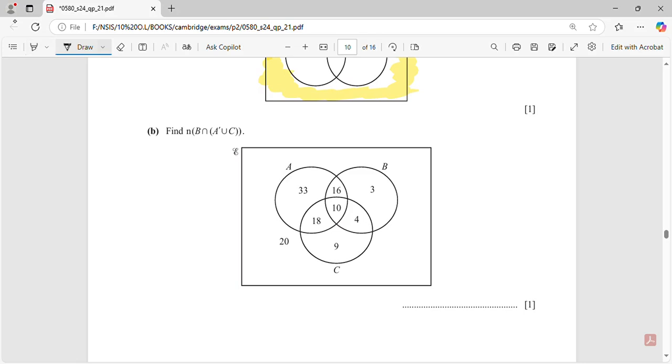Now here he asked me to find the number of elements in B intersect (A dash union C). Let's start with the bracket first. So A dash union C. I need all of A dash, which is this, union C, which is this and this, right? Which of these numbers intersect with B?